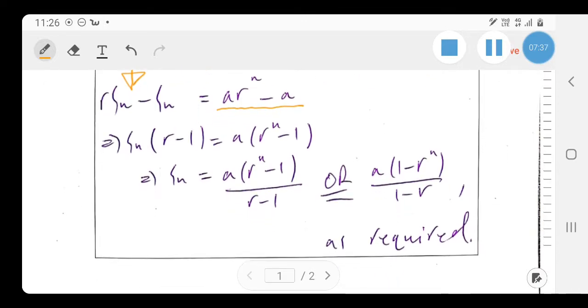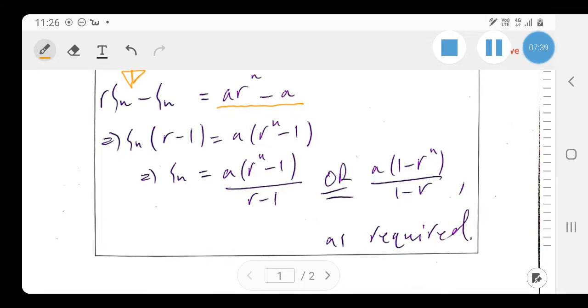Okay, so now we can do some factorizing, which makes this even nicer. On the left-hand side, we have an Sn here and an Sn there, two terms, so we can take out the Sn, and in brackets, R minus 1 remains. If you multiply that out, you'll get back to this. And we can factorize this as well, because the AR to the n and the negative A terms both have an A. So that is equal to A bracket R to the n minus 1.